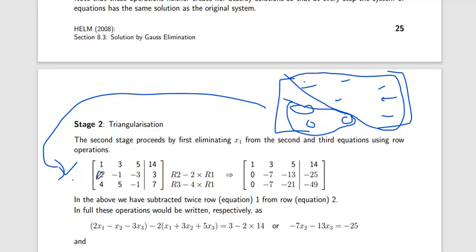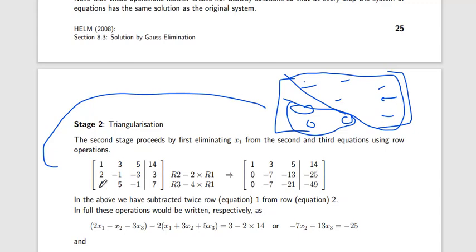Okay, now here we want to get a 0. How do we get it? If we multiply the first row by 2 and subtract it from the second row, then we will get 0. Yes, if we multiply the first row by 2, then 2 minus 2, so we will get a 0.